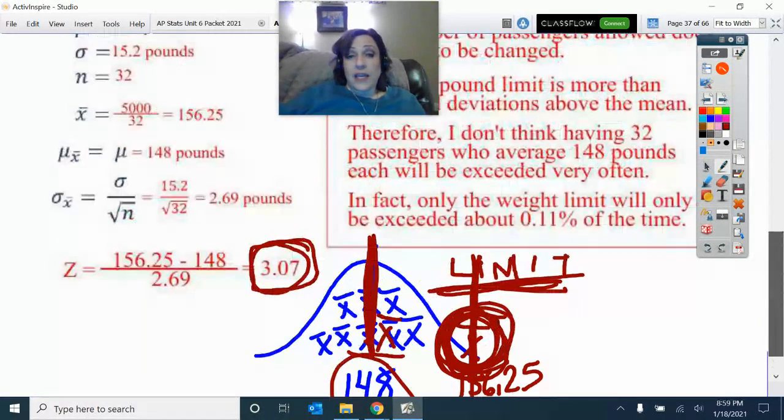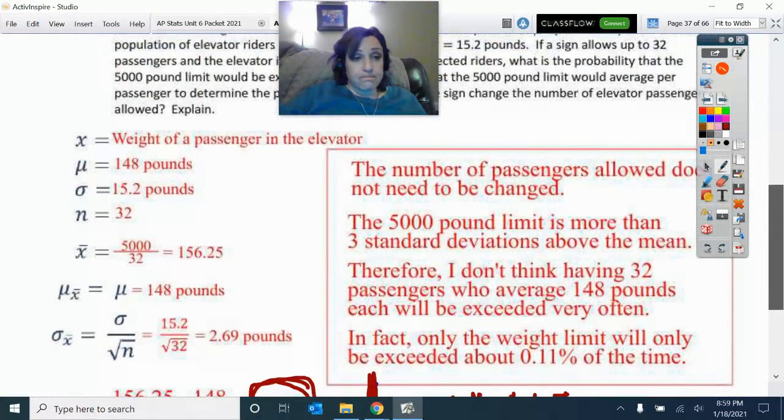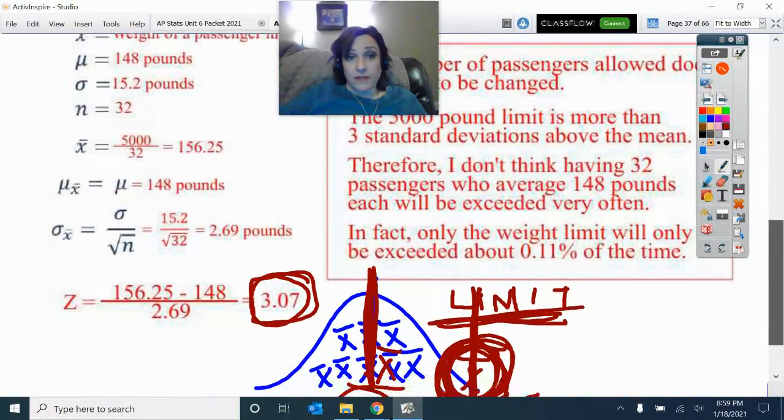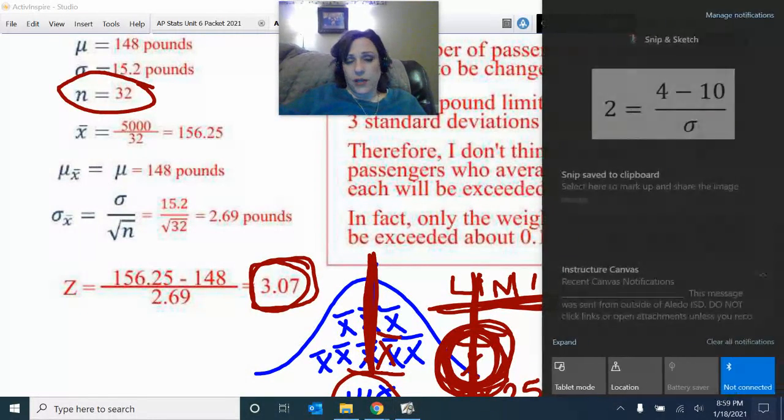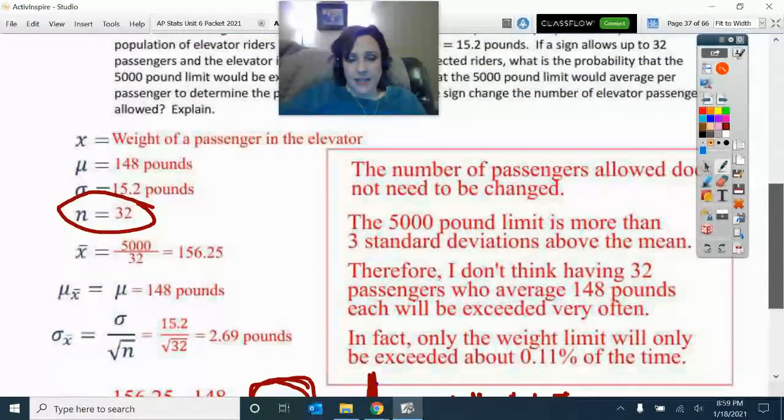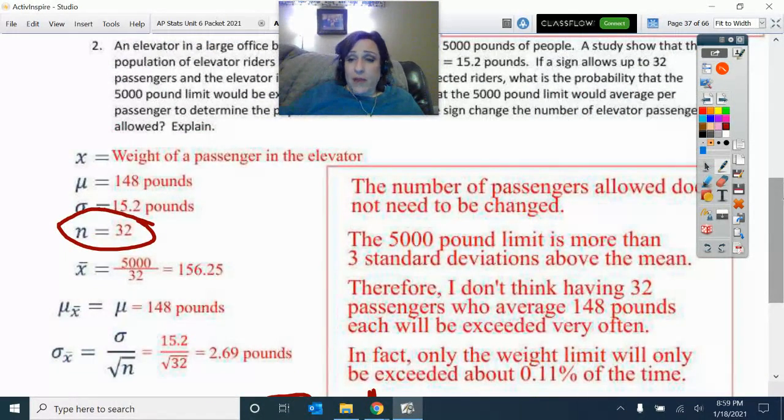Now, if the elevator put this number less or more, anyway, I'm going to get myself confused the way I'm stating it. But here we go. The number of passengers allowed does not need to be changed, because a 5,000-pound limit is more than 3 standard deviations above what's going to happen on average. Therefore, I don't think having 32 passengers who average 148 pounds each will exceed the limit. That limit will not be exceeded very often.